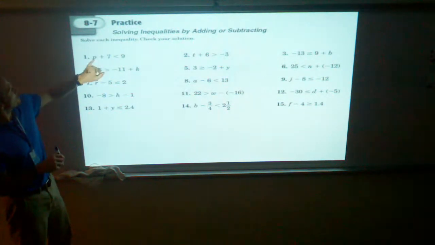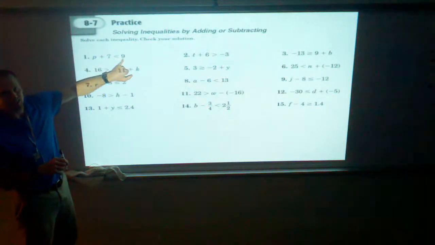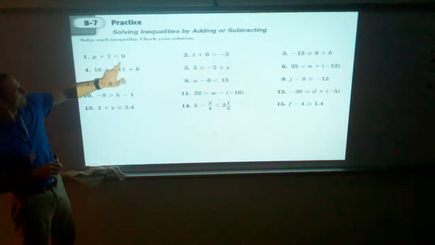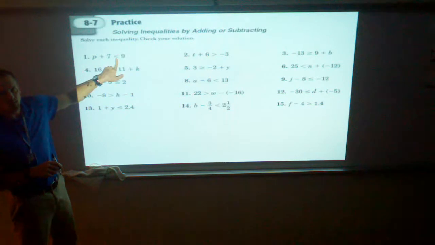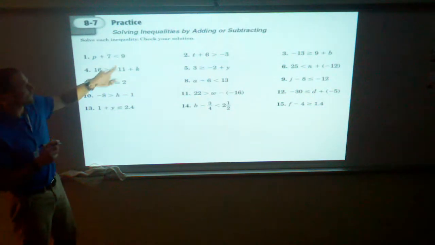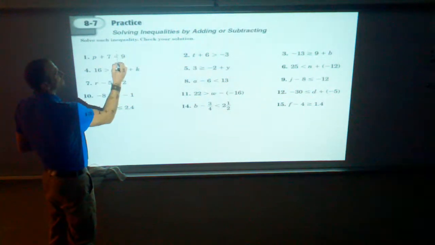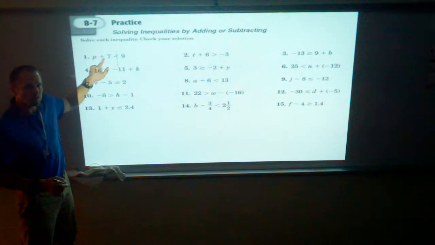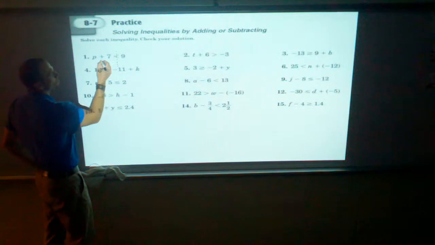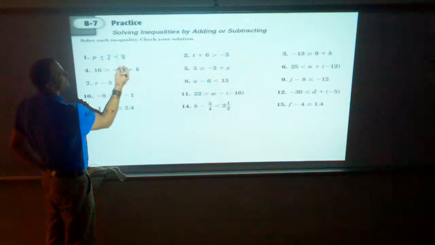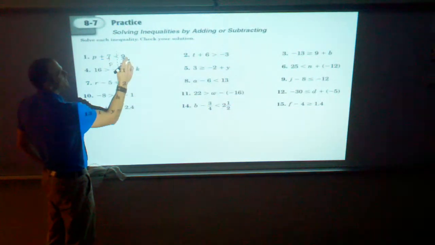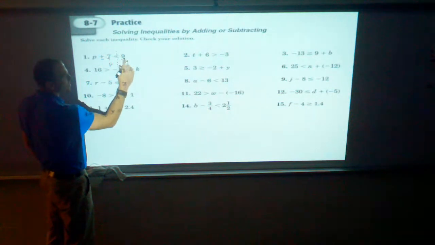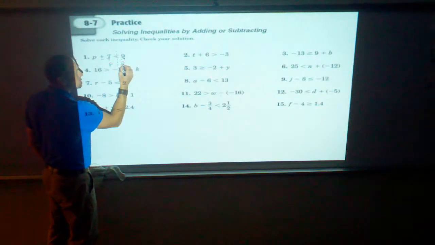Number one, it said p plus 7 is less than 9. Now, for right now, we're going to ignore the inequality sign, and we're going to treat it exactly as if it were an equation with an equal sign. So you're going to draw your line down through. Now, the opposite of plus 7 is going to be minus 7. So I'm going to subtract 7 from both sides. And I'm going to get p, and over here, 9 minus 7 is going to be 2.